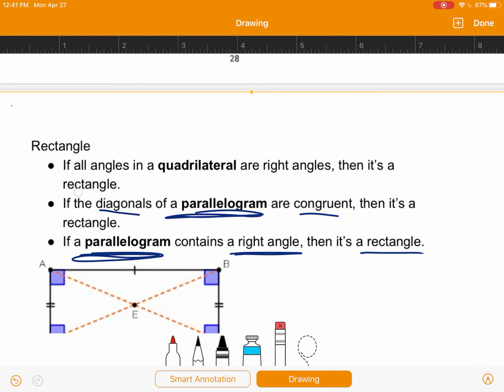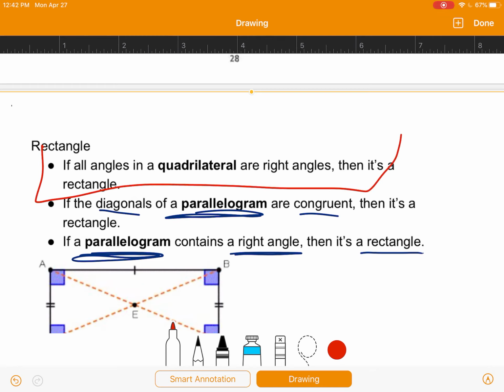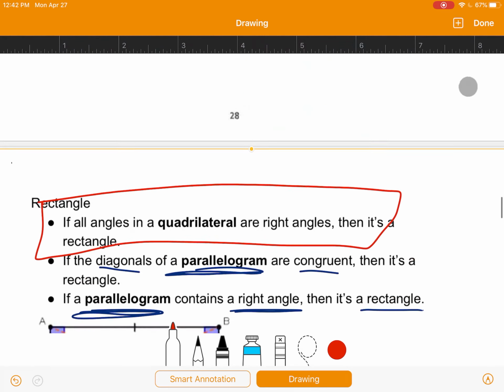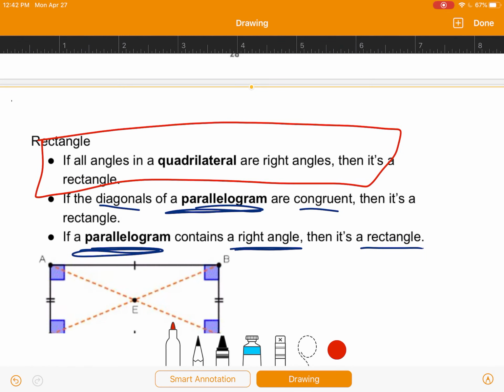So you would basically write this sentence, right? All 4 angles in the quadrilateral FATE are right angles because they all have negative reciprocal slopes. And you could write the slopes in all of the steps that we wrote. And since all 4 angles are right angles, then it is a rectangle. And that's it.